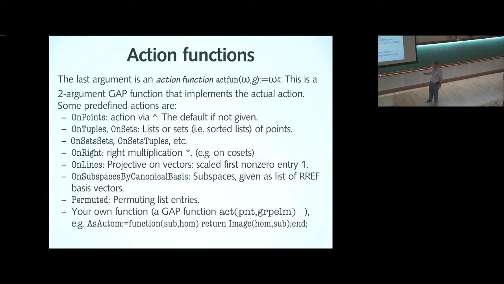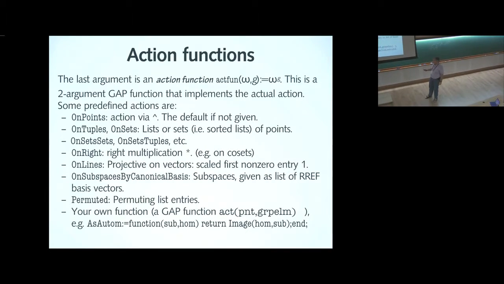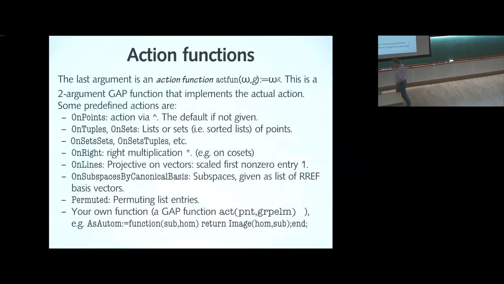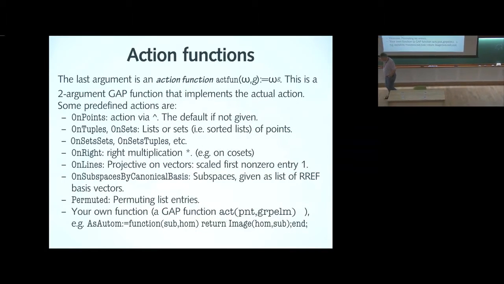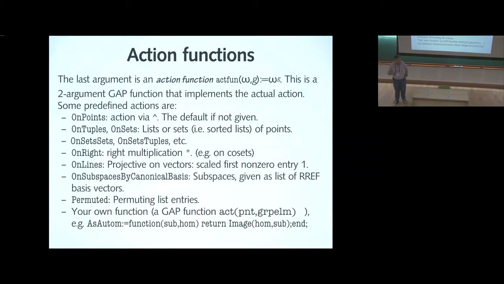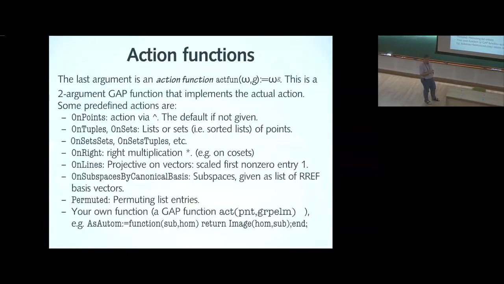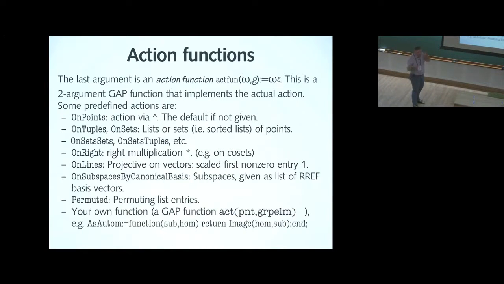If you don't specify the action, on points is used. There is on tuples. Tuples are lists, and we simply act on lists by acting on all elements of the list and writing the images in the same ordering down. Sets does a similar thing but sorts it afterwards because we don't care about the positions. There is on sets, tuples, which are combinations of such objects.